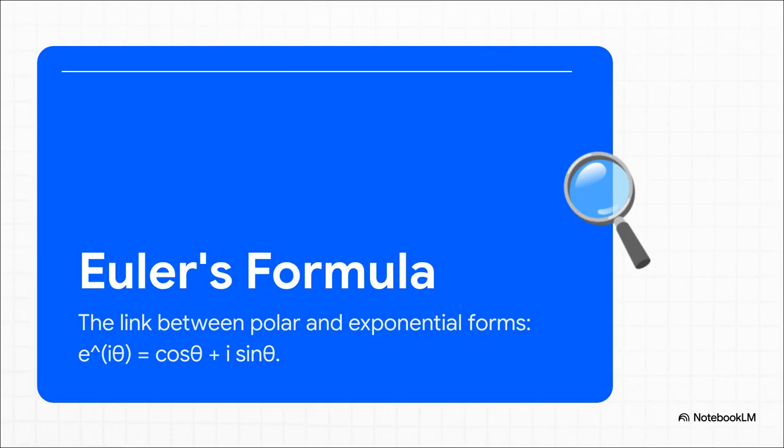And check this out. Here's the link between those polar and exponential forms. It's called Euler's formula, and it shows that the whole cos theta plus i sine theta part is actually identical to e to the i theta. I mean, how cool is that? It reveals this incredibly deep and beautiful connection between exponents, trig functions, and imaginary numbers. And it gives us an even more compact way to write everything.